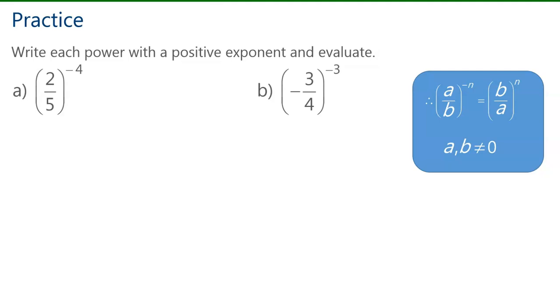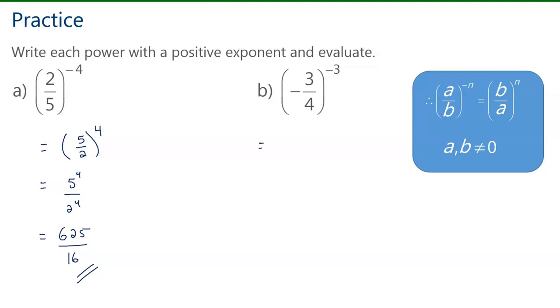So let's look at a. A is simply, according to the rule on the right, the reciprocal of the base 2 over 5, which is 5 over 2, and then raised to the exponent +4. This gives us 5 to the 4 all over 2 to the 4. 5 to the 4 is 625, and 2 to the 4 is 16. And we're done.